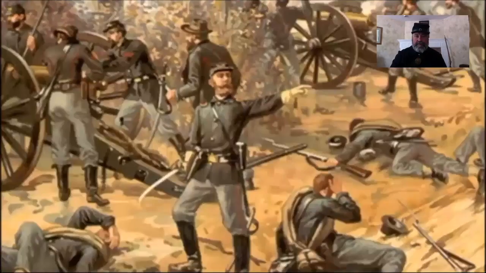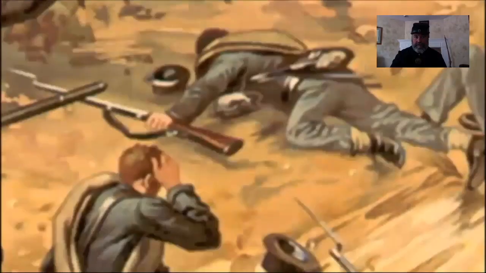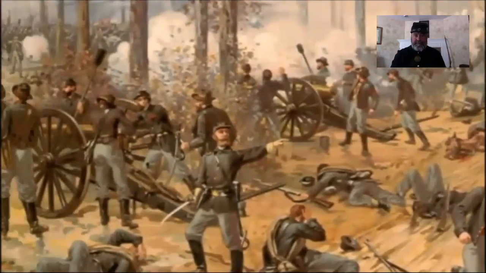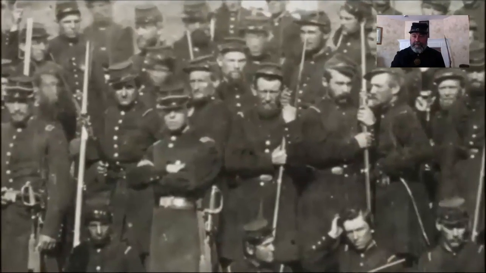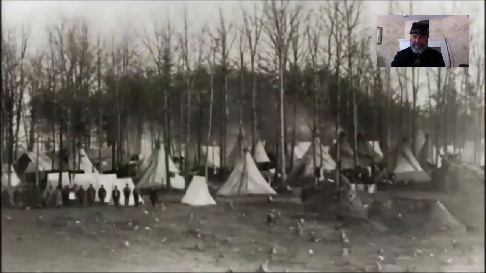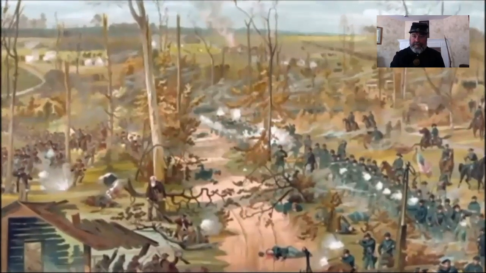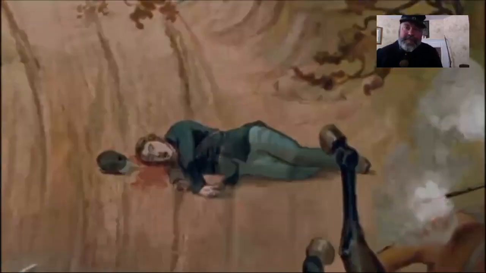And it demonstrated that Grant was willing to pay whatever price was necessary to achieve his goal. And once that baseline had been established, then the Union victory was assured, because Union resources, Union manpower were much greater than those available to the Confederacy. The only question was, would the Union be willing to expend it? And Shiloh suggested that yes, the Union would.